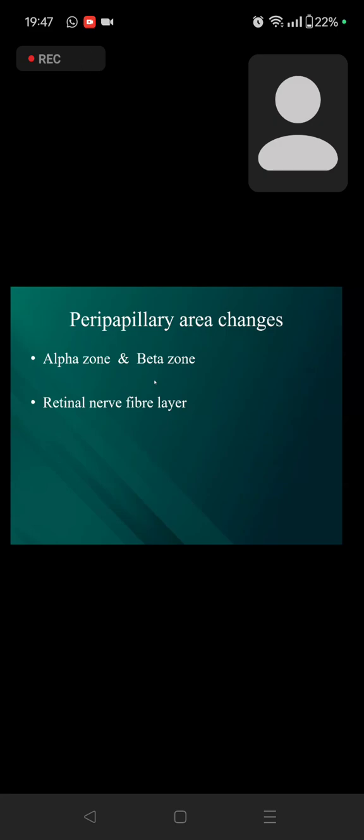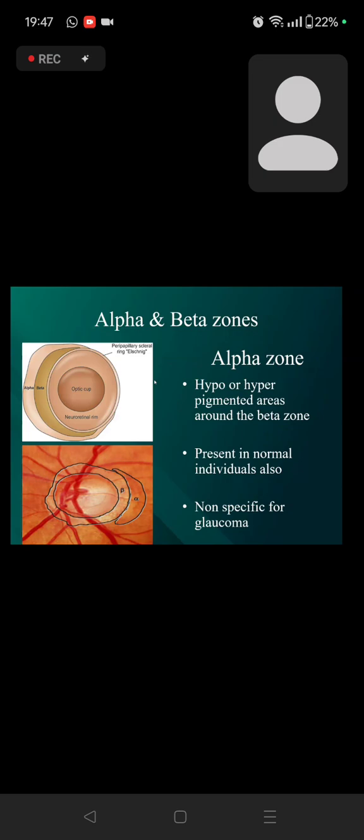Next, coming to the peripapillary area changes, we have alpha zone, beta zone, and RNFL. So we'll see one by one. First one is the alpha zone and beta zone. We all know the Elschnig ring marks the boundary of the optic disc. And outside this optic disc, there will be a hypopigmented layer through which the choroidal vessels can be seen. So that is the beta zone. And outside the beta zone, we have a hyperpigmented layer, which is less significant, that is called alpha zone. It can be present in normal individuals also.